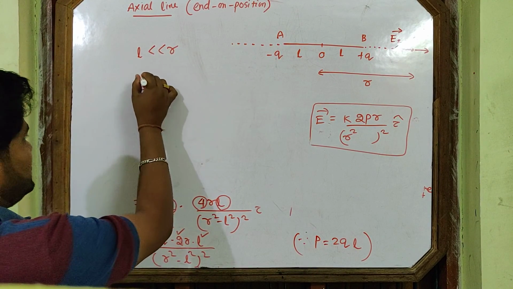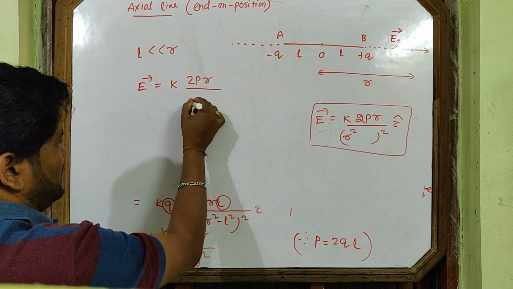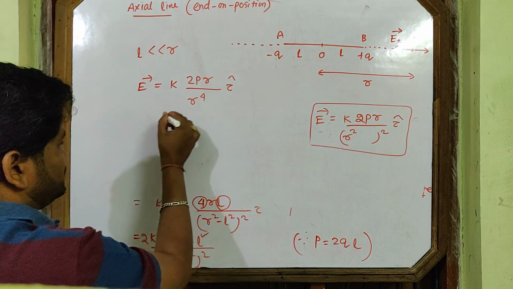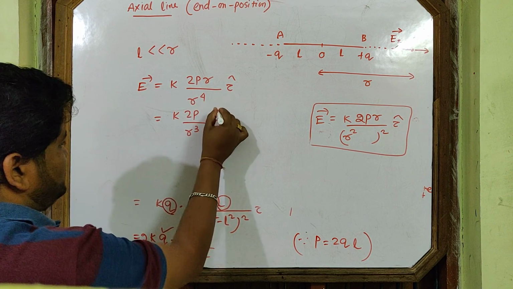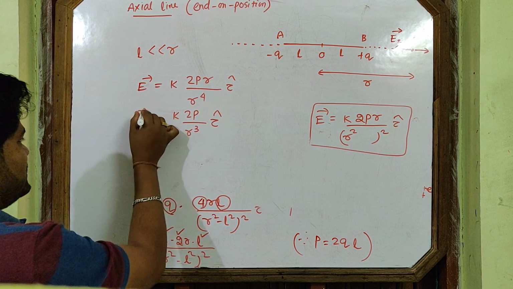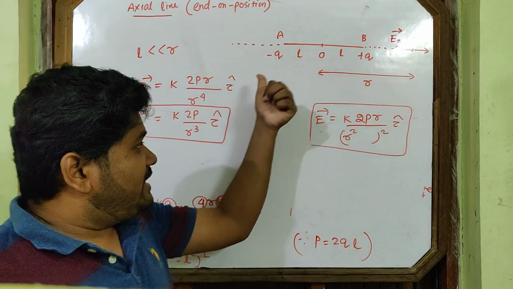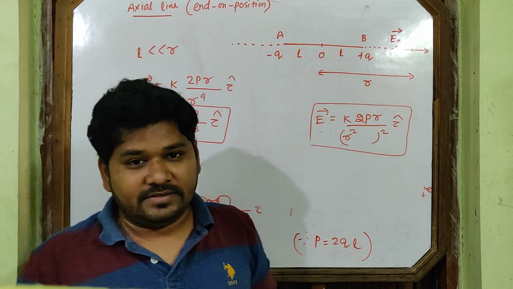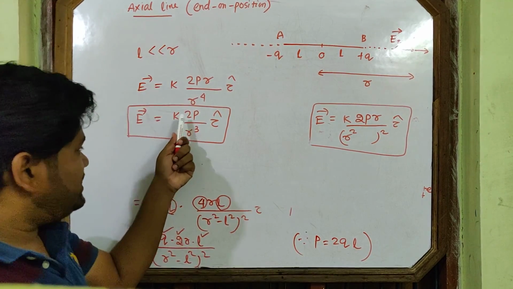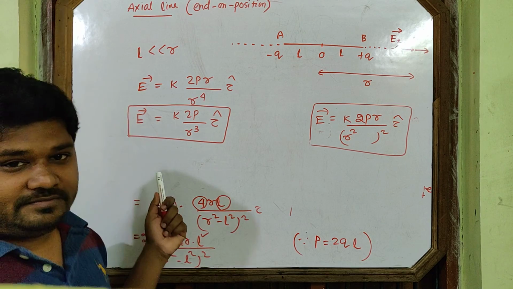You see what happened? K 2PR by R to the power 4. So this is K 2P by R cube I cap. So this is the intensity due to an ideal electric dipole at any point on the axial line. Okay, K 2P by R cube I cap. This formula also you have to remember.